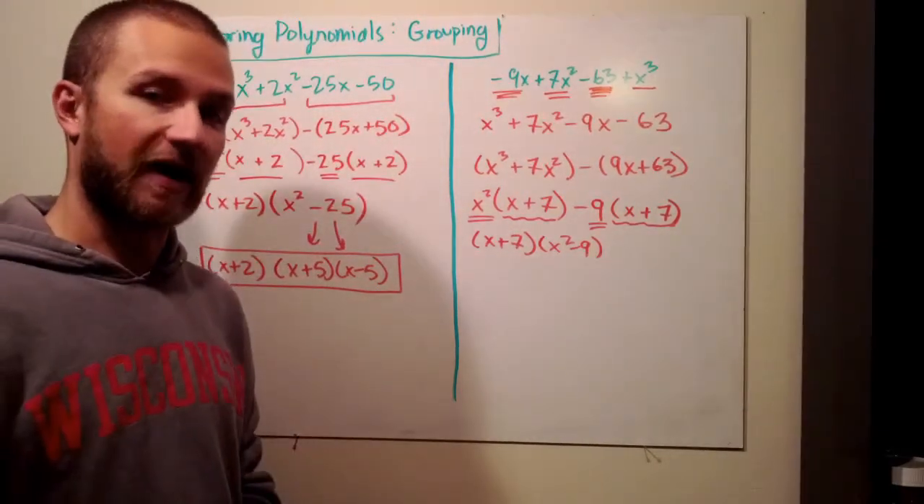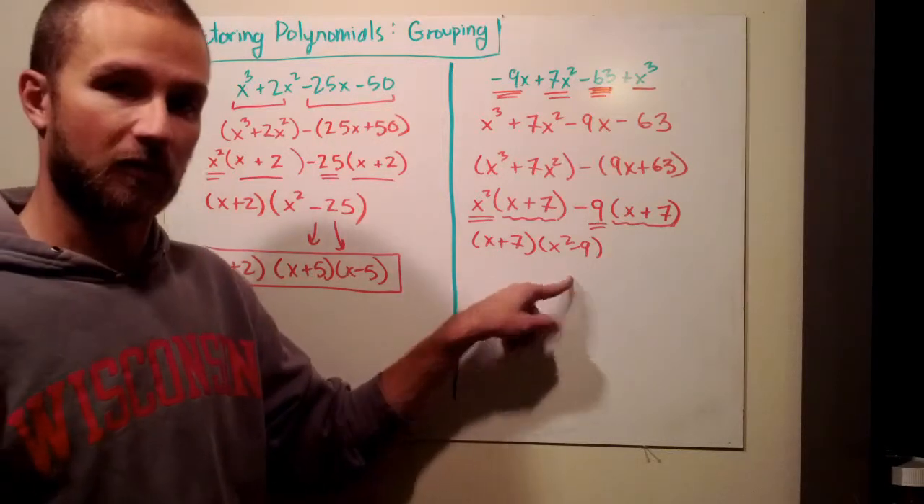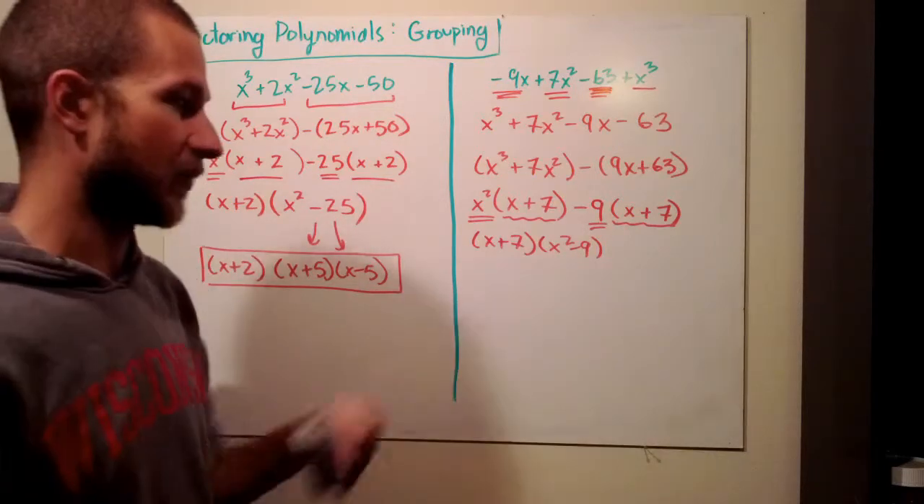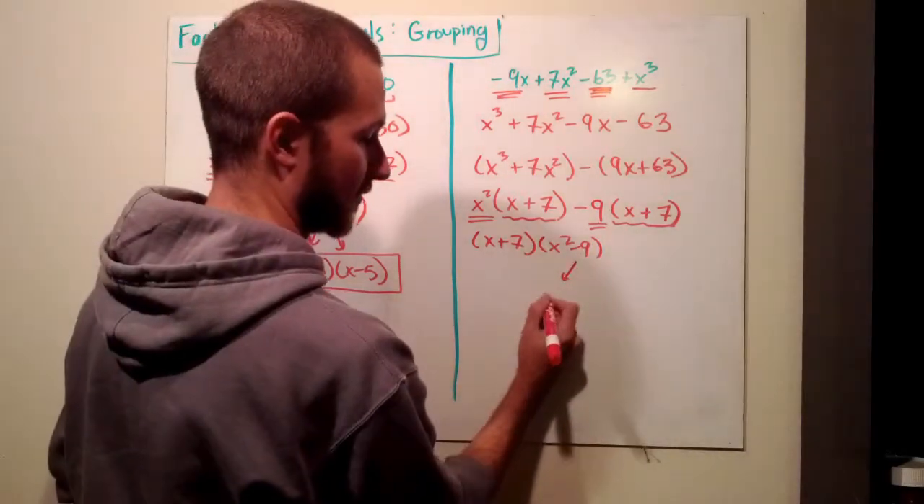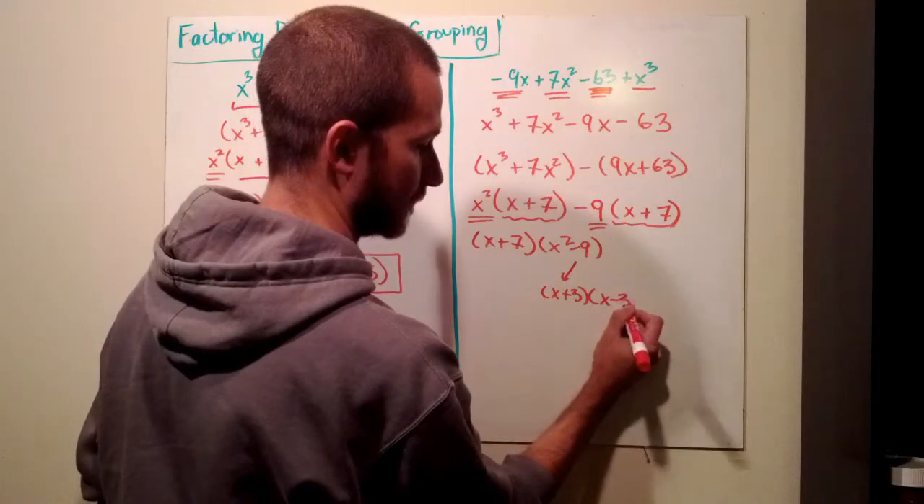This is our first factorization of this cubic. We're down to a linear term and a quadratic term. The last thing to do is check, can we actually factor this quadratic? And yeah, we can. That splits down to x plus 3 and x minus 3.